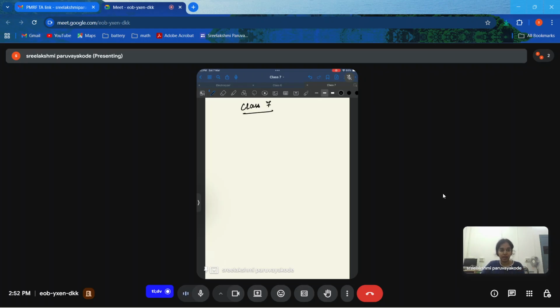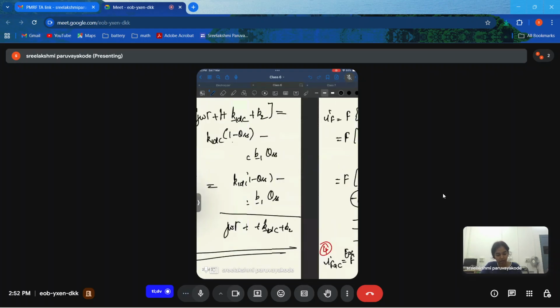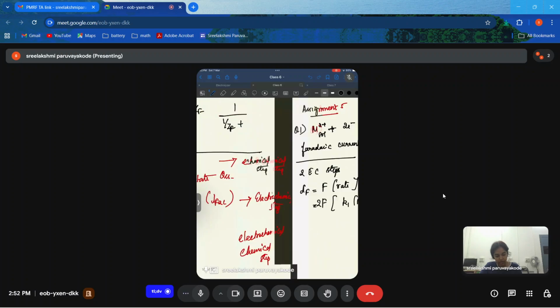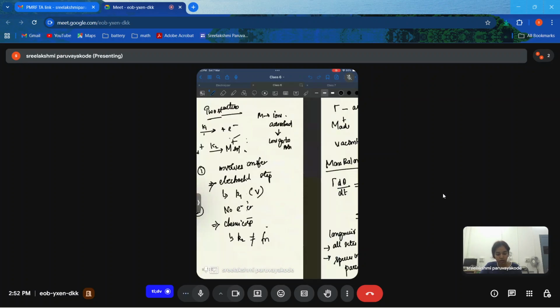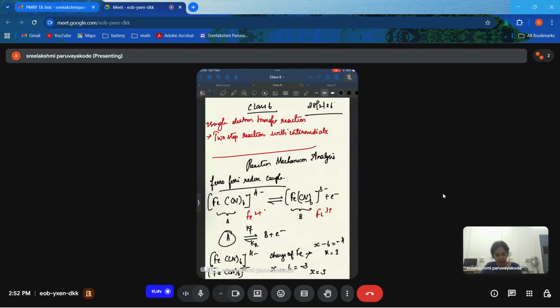Before starting the class, we'll go through what we had seen in the previous class, and then we'll start with today's class. We are going to continue with the mechanism section, so we'll brush through what exactly we saw in class 6. Before that, let me open the assignments as well, and then I will start.